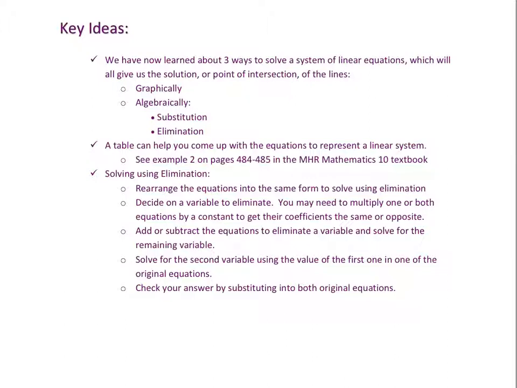And recall that the steps for solving by elimination are to rearrange the equations so that they are in the same form, decide on a variable to eliminate, and you may need to multiply one or both equations by a constant to get their coefficients the same. Then choose whether you need to add or subtract the equations to eliminate a variable. Once you've added or subtracted the equations, solve for the remaining variable. Once you know what one of the variables is equal to, you can use it to solve for the second variable. And check your answers by substituting both variables into the original equations to check that the left side is equal to the right side of the equations.